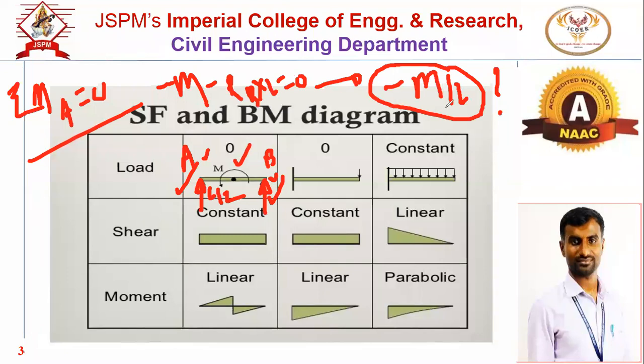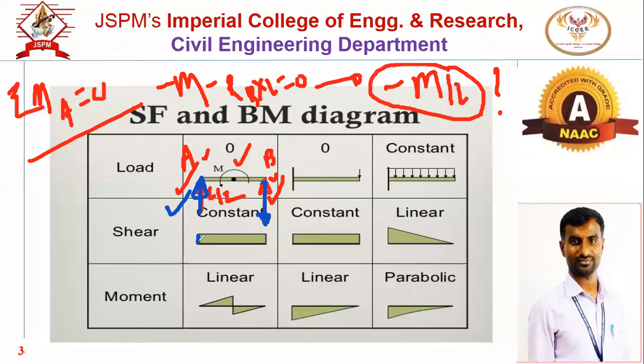Downward, yes. So this minus sign indicates the assumption about the direction of the reaction. We have assumed upward. What did we assume? Upward was assumed. After the calculation, the answer is minus, which means that reaction is not upward, it is downward. Downward M by L, and at A it will be upward M by L. So these are the reactions.